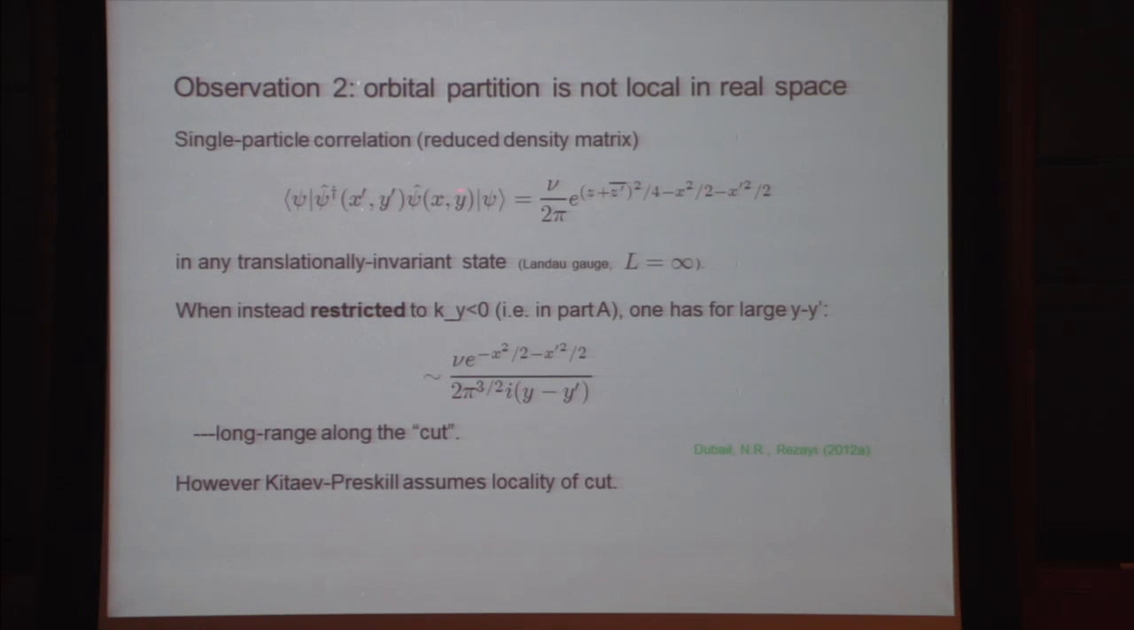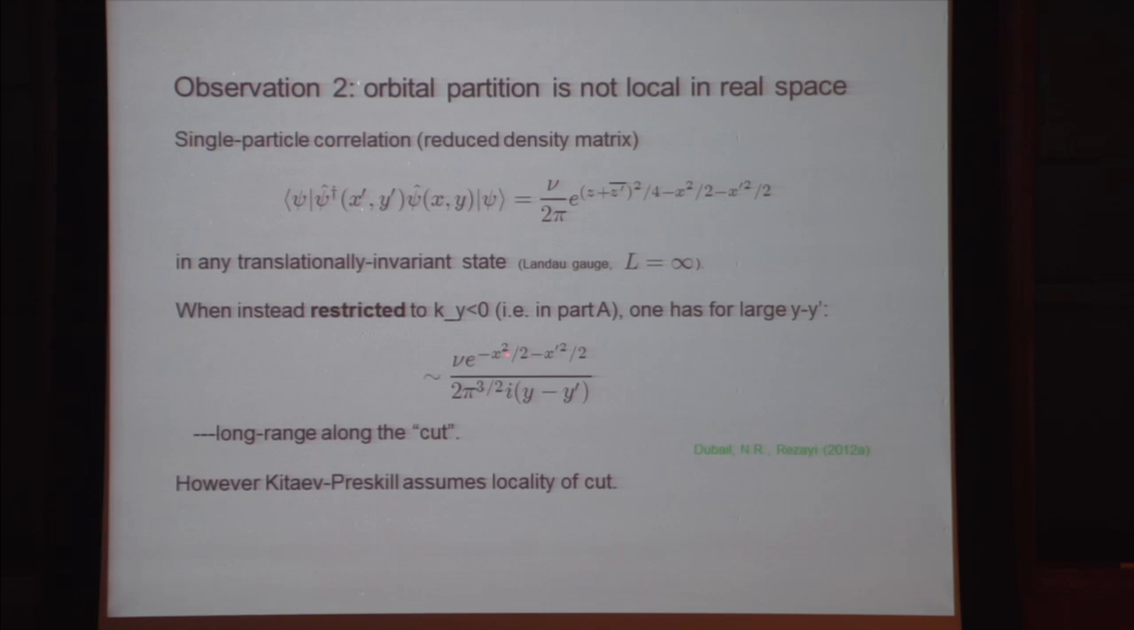Now, if we take this, we can figure out how to express this in terms of, we write the field operator in terms of those single particle eigenstates, and then we can explicitly restrict to what we want to restrict to, so that if we take correlations that are restricted to live in part A, that's ky negative, now we have this cut in Fourier space, and the correlation function has a long-range tail going along the cut in the thermodynamic limit here. It decays exponentially as you go away from the cut.